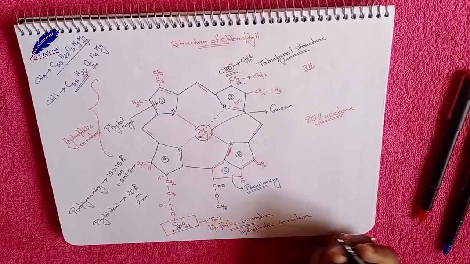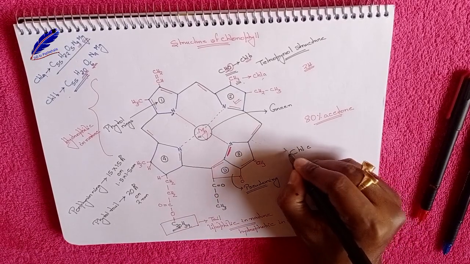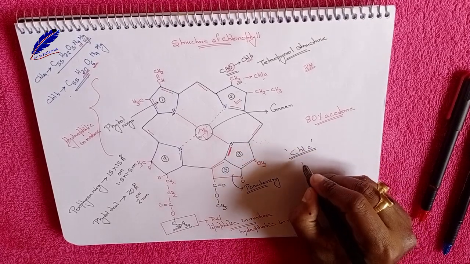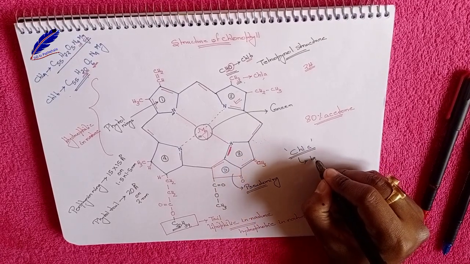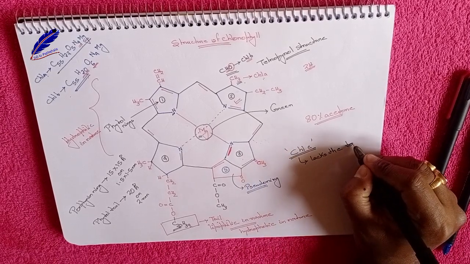If in exam a question comes, which chlorophyll molecule lacks the phytol tail, meaning this hydrophobic portion, the answer will be chlorophyll C. Chlorophyll C is the molecule that lacks the tail portion.